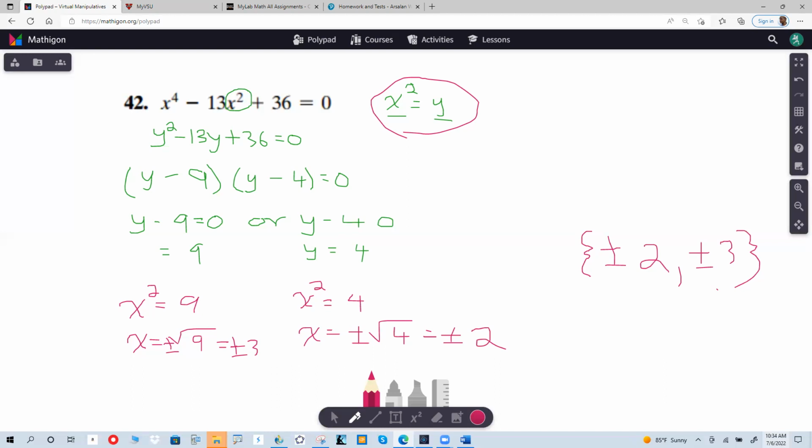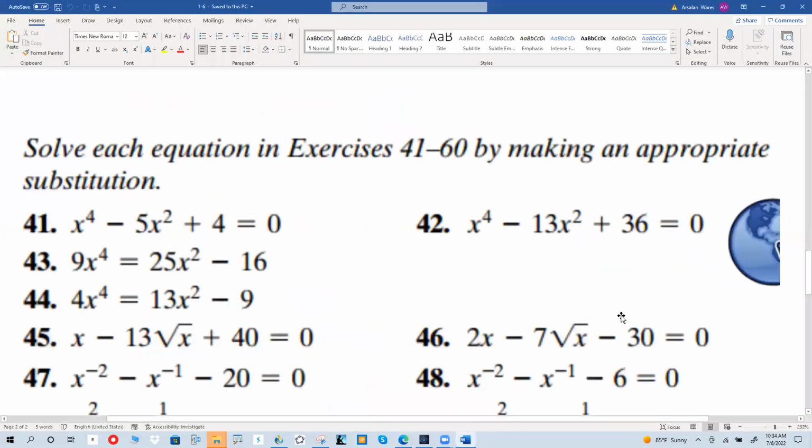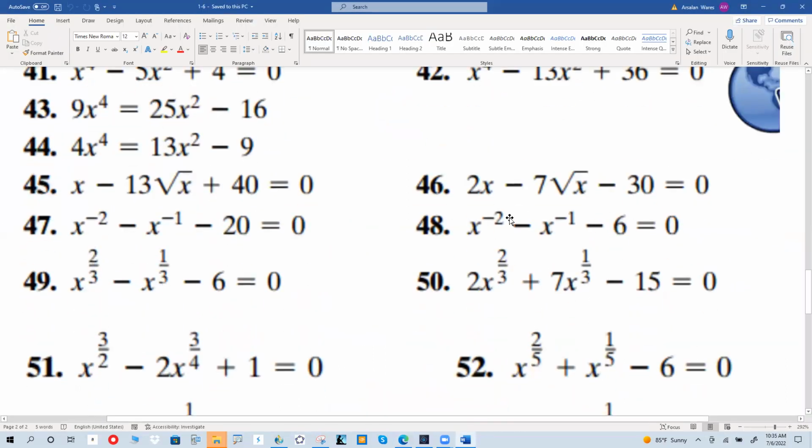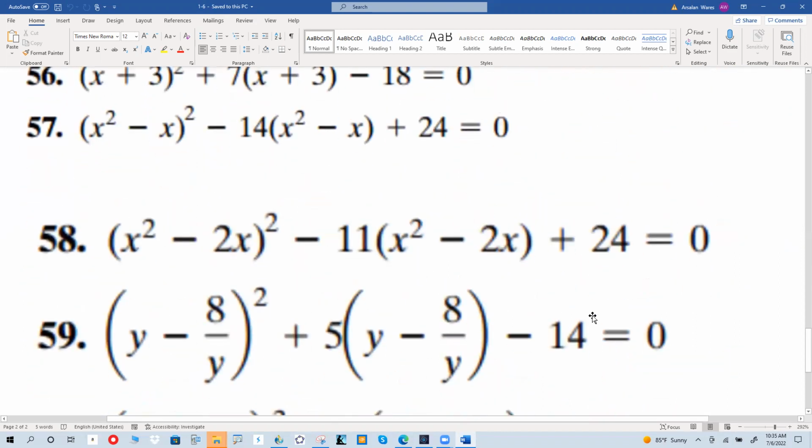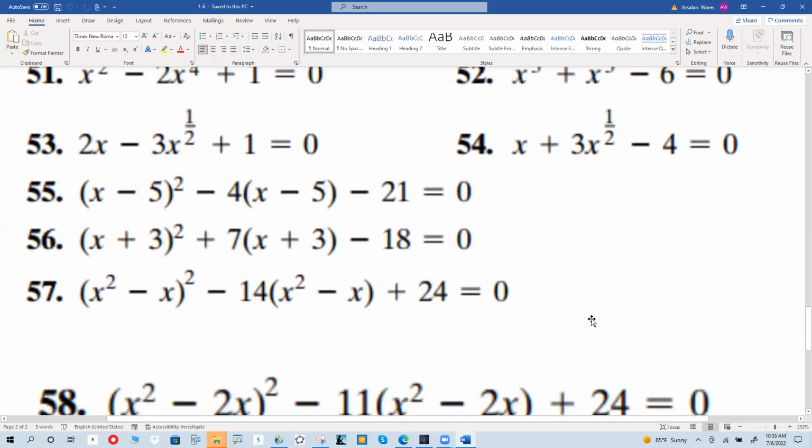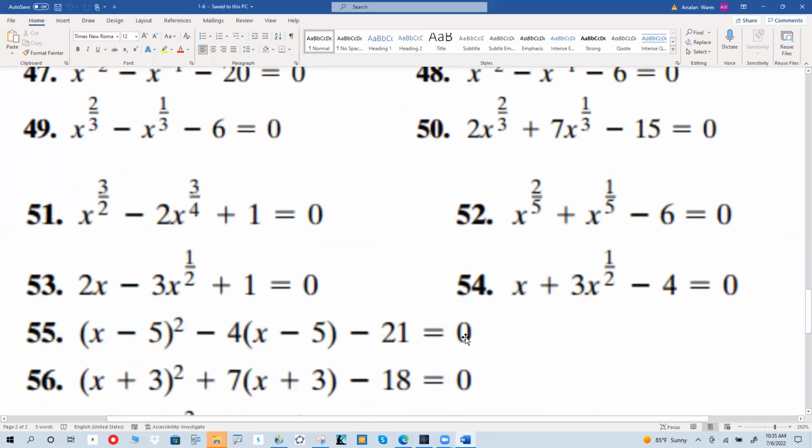Are we ready to move on, guys, and do a couple more? Or do we have questions on this one? If we don't, we'll move on. Okay, let's try this one. This is another kind of substitution. I'm going to do some stuff. I may not be able to finish this whole section, but I would like to do a couple.